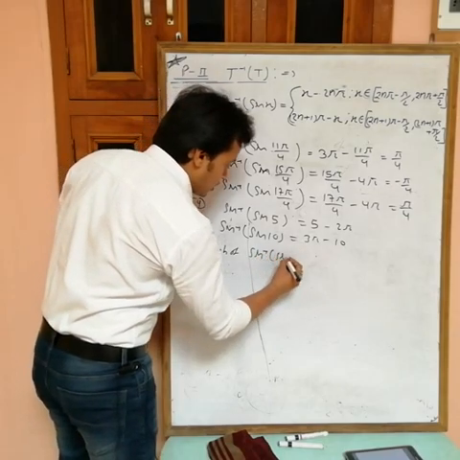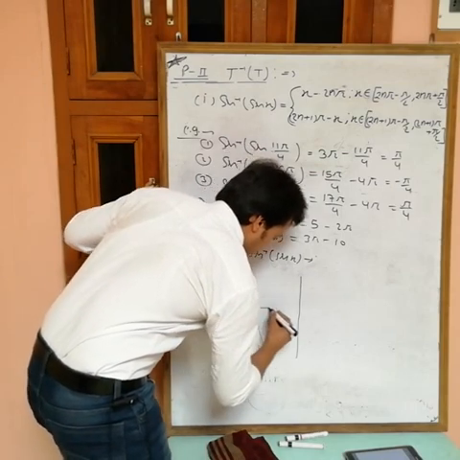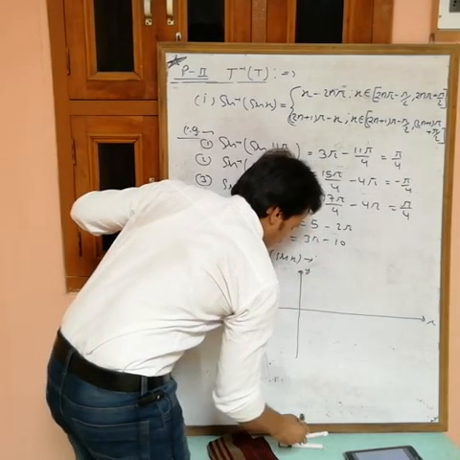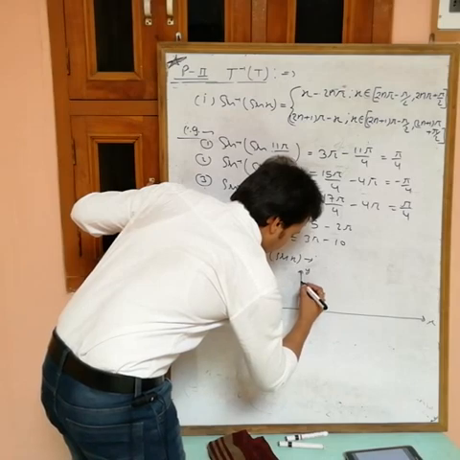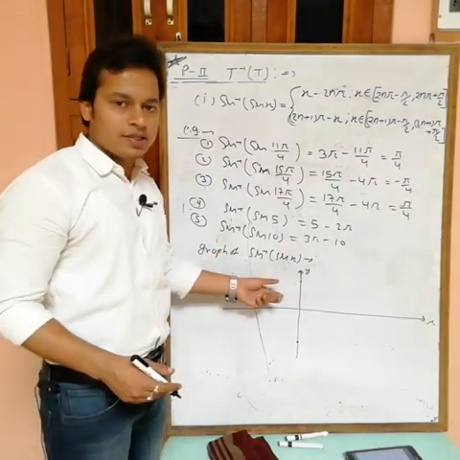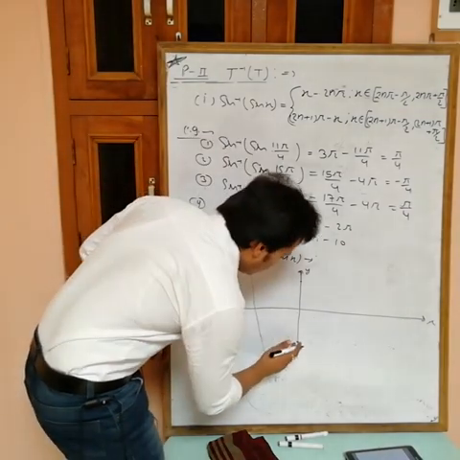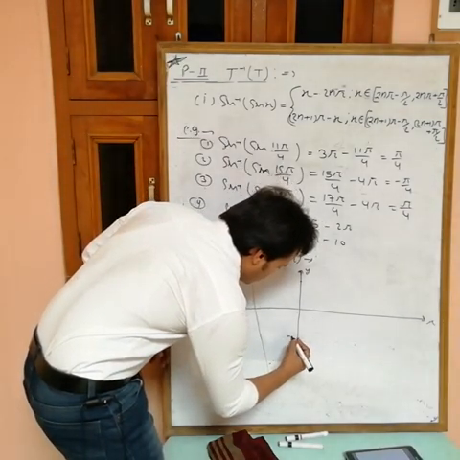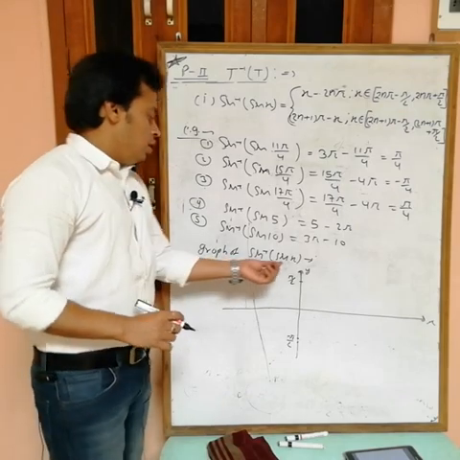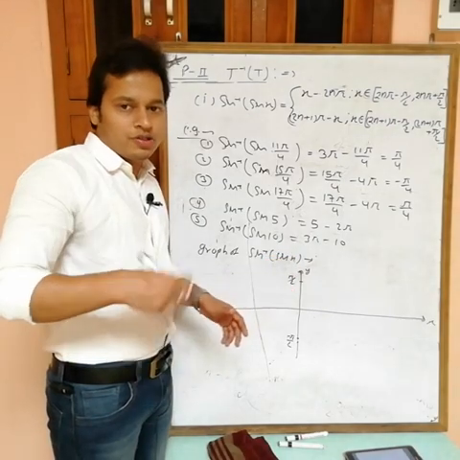sine inverse of sine x. This is the x axis and this one is the y axis. This is the graph of sine inverse sine x, and y is the value of sine inverse. The range of sine inverse is minus pi by 2 to plus pi by 2. So you will get the value from minus pi by 2 to plus pi by 2. Suppose this is minus pi by 2 and this is plus pi by 2. Now if x is from minus pi by 2 to plus pi by 2, then we can cancel out because that value lies in range.